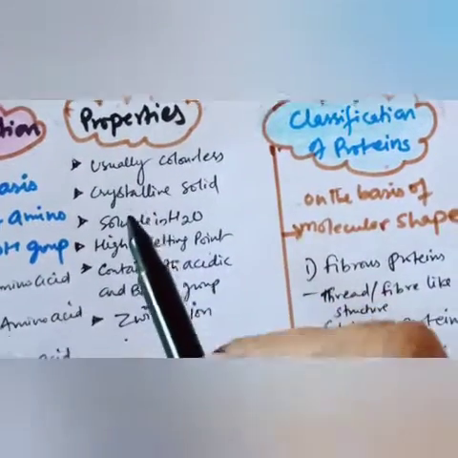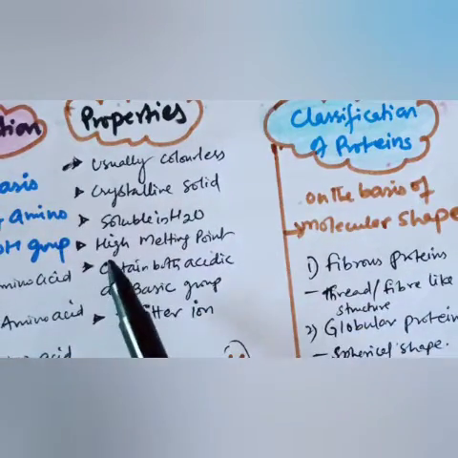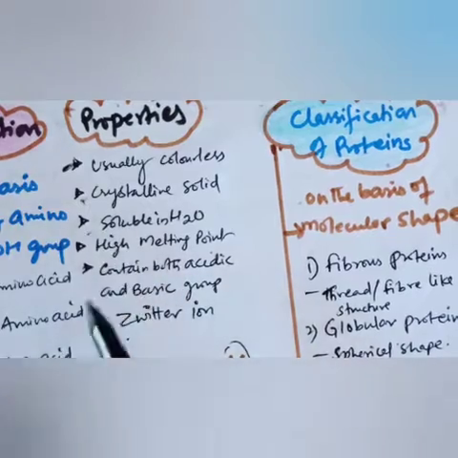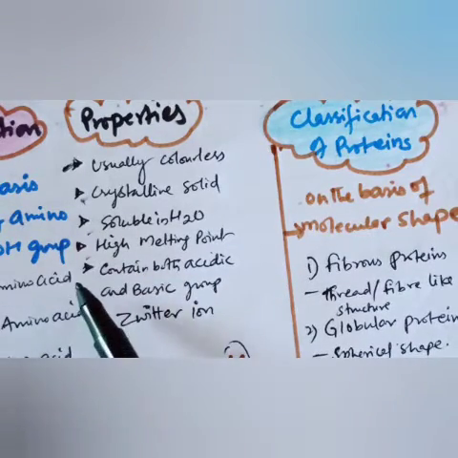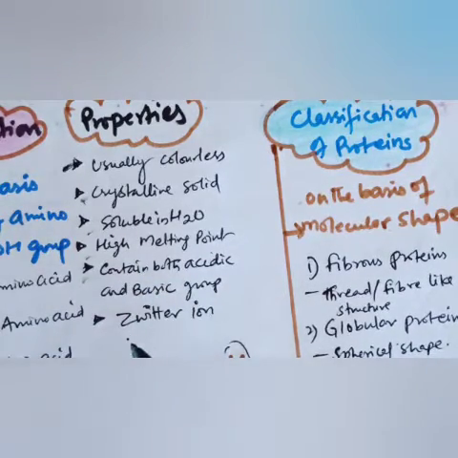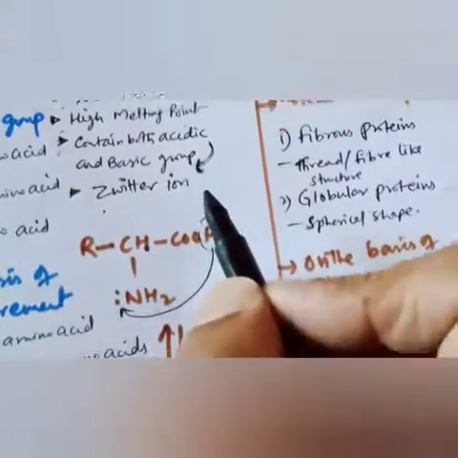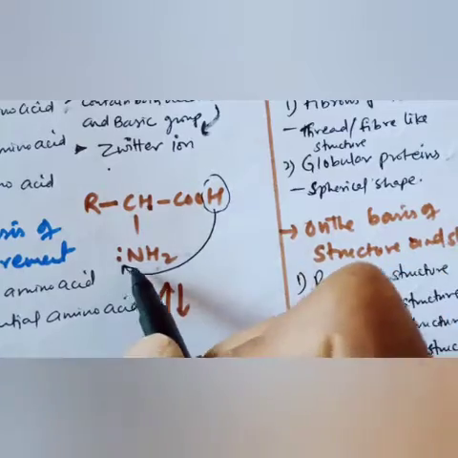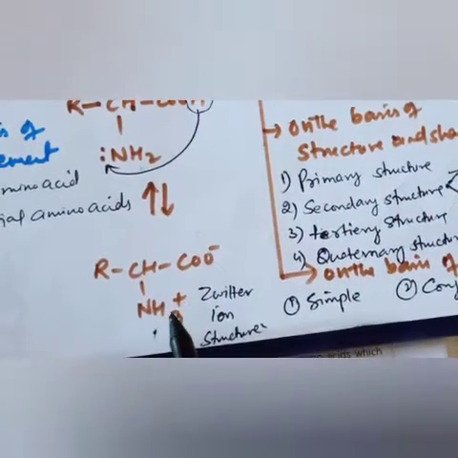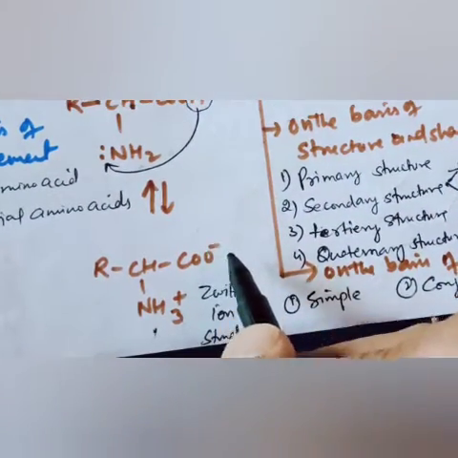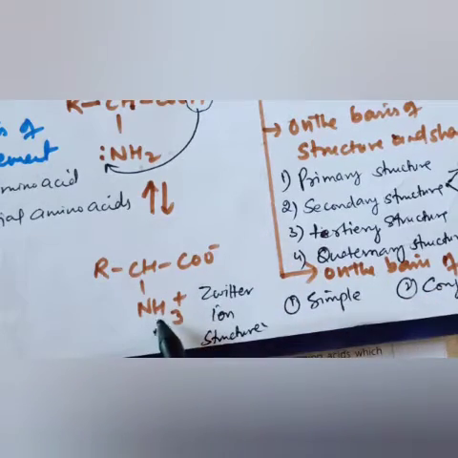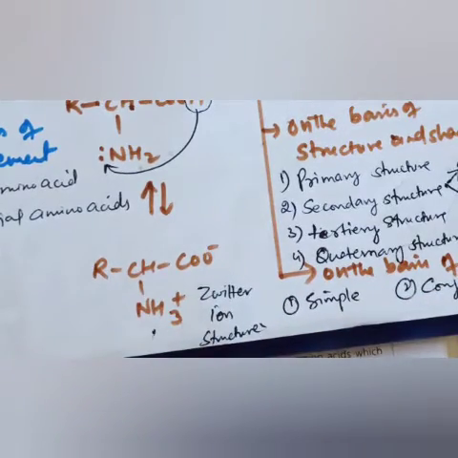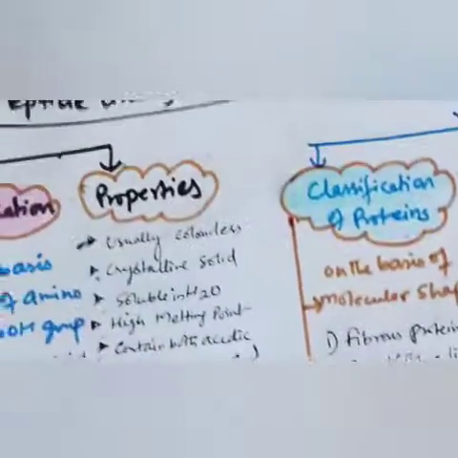Now if we talk about the properties of amino acids, these are usually colorless, crystalline solids, soluble in water, with high melting and boiling points, and they contain both acidic and basic groups. That's why it is called a Zwitterion, and I have already explained how it forms a Zwitterion. When this H attaches to NH2, it forms an NH3 positive ion and a COO negative ion. This is the acidic ion, this is the basic ion. That's why it is called Zwitterion structure. This is all about amino acids.